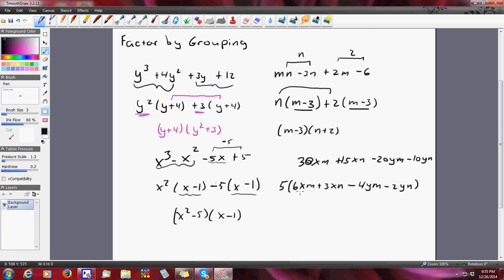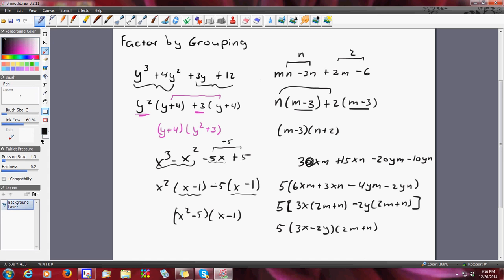I'm hoping you're starting to recognize this. You have to bring down that 5. I'm going to factor out a 3x, and then I'm going to be left with, make this into a bracket, 2m plus n, and because I need the n to be positive, I'm going to factor out a negative 2y, I'm going to be left with 2m plus n, which means my final answer is going to be 5 times 3x minus 2y times 2m plus n.